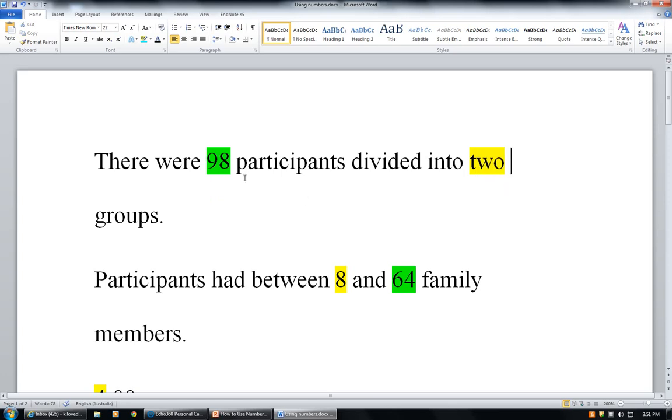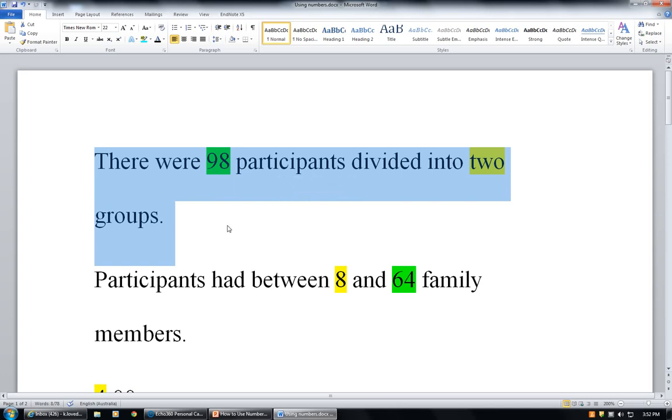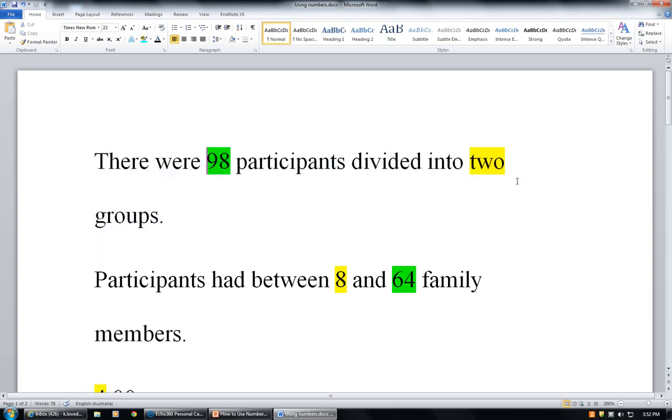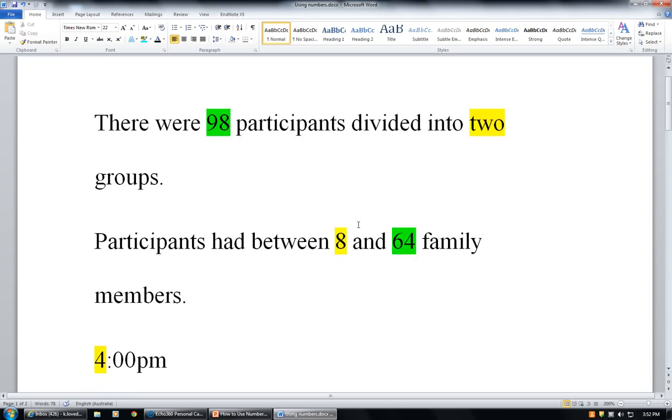So there's a general rule that when a number is greater than 10, you report the digits, and when the number is less than 10, you report the number in words. So in this sentence we have, there were 98 participants divided into two groups, and we've used digits and words to express numbers. However, this rule isn't always steadfast, and it can change depending on the circumstance and depending on what you're communicating to the reader.